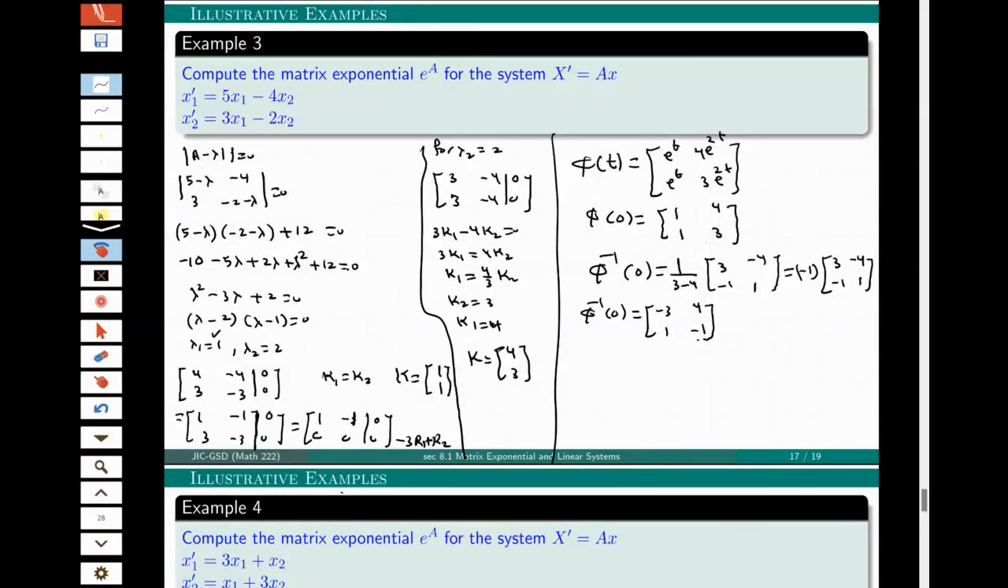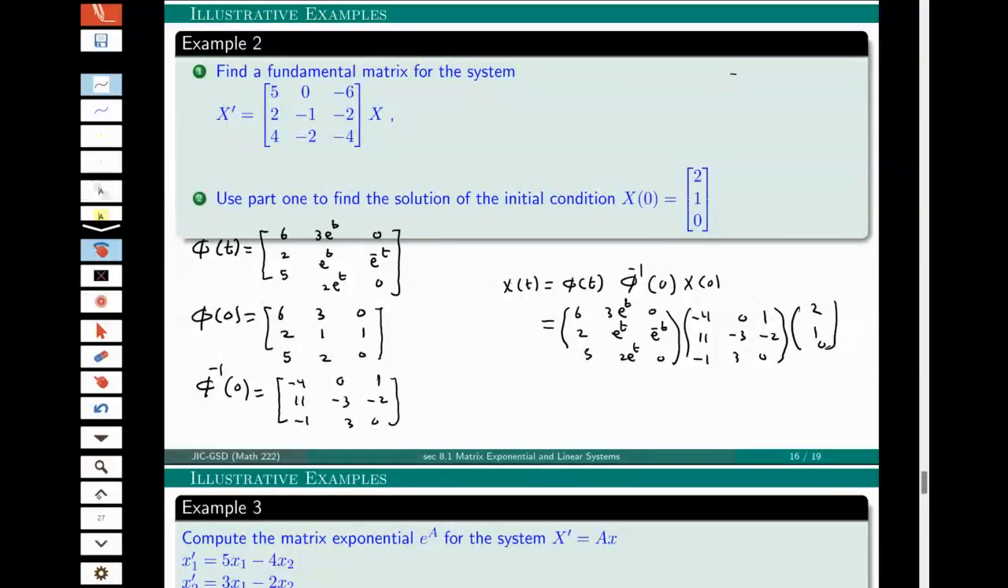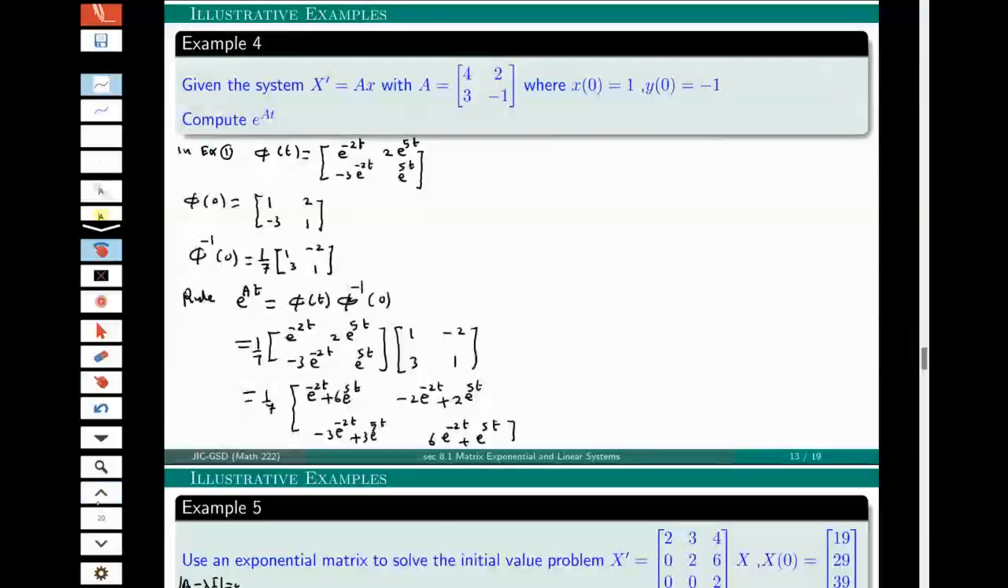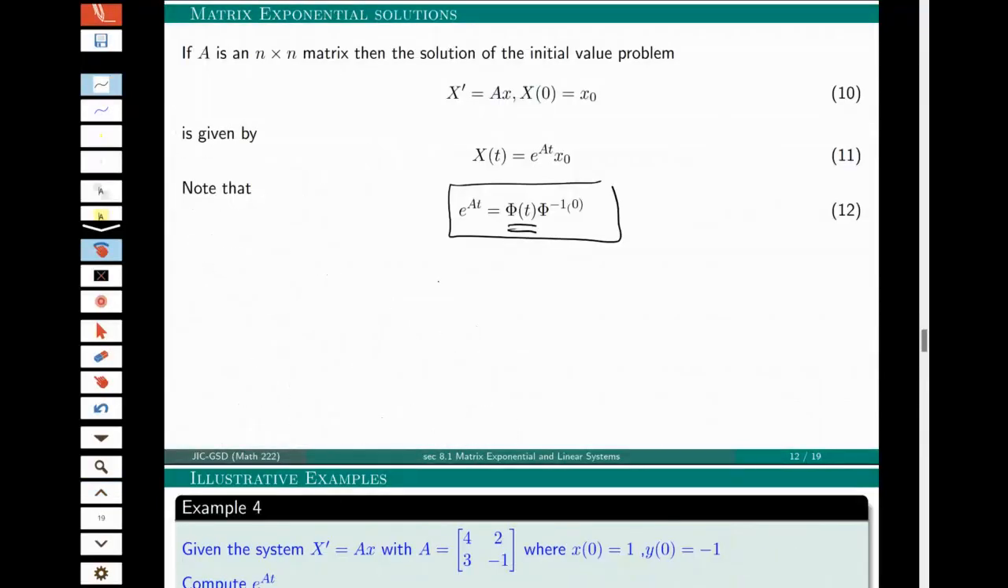Anyway, he's asking me to find the exponential. Okay, what's the exponential e to the power A? According to the theorem we have, is it e to the power A or e to the power At? He's supposed to say e to the power At, not A. Anyway, e to the power At is phi of t times the inverse at 0.